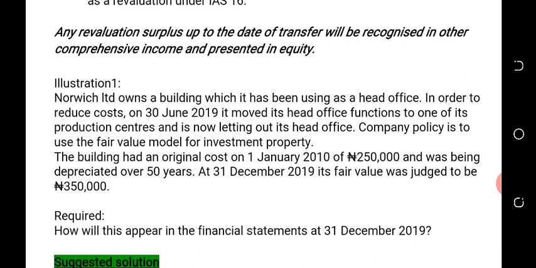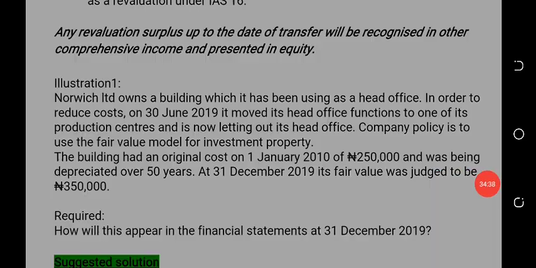At 31st of December 2013, its fair value was judged to be 350,000 naira. You are required to show how this will appear in the financial statements at 31st of December 2019. So when we say how will it appear in the financial statements, we are talking about how it will affect our profit or loss statement and our statement of financial position.